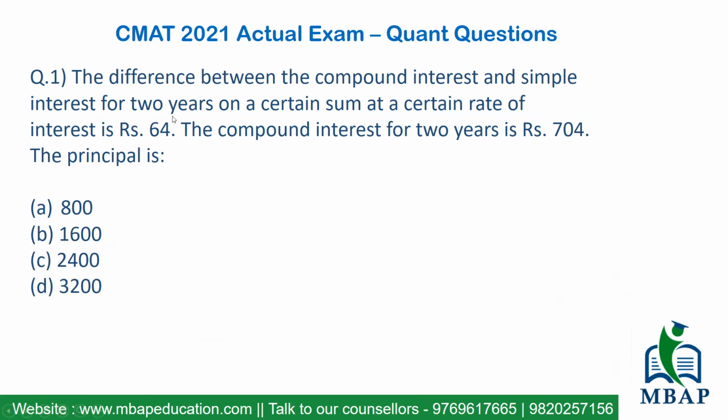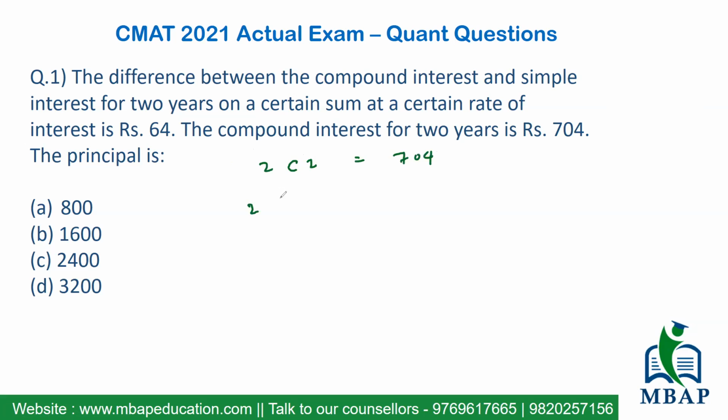The question says the difference between CI and SI for 2 years on a certain sum at a certain rate is 64. So the difference of CI and SI has been given to you as 64 rupees. The compound interest for the 2 years has been given to you as 704, and the question is to find the principal. Now, there's a beautiful relation which you need to explore: the total CI for 2 years has been given to you as 704.